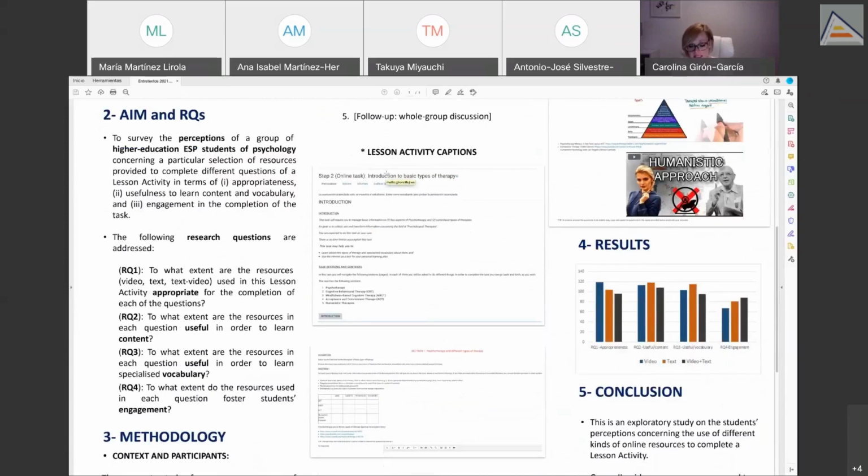First one, to what extent are the resources, video, text, and a combination of text and video used in this lesson appropriate for the completion of each of the questions? The second research question, to what extent are the resources in each question useful in order to learn content? The third research question, to what extent are the resources in each question useful in order to learn specialized vocabulary in the psychological context? Finally, the last research question is to what extent do the resources used in each question foster students' engagement?